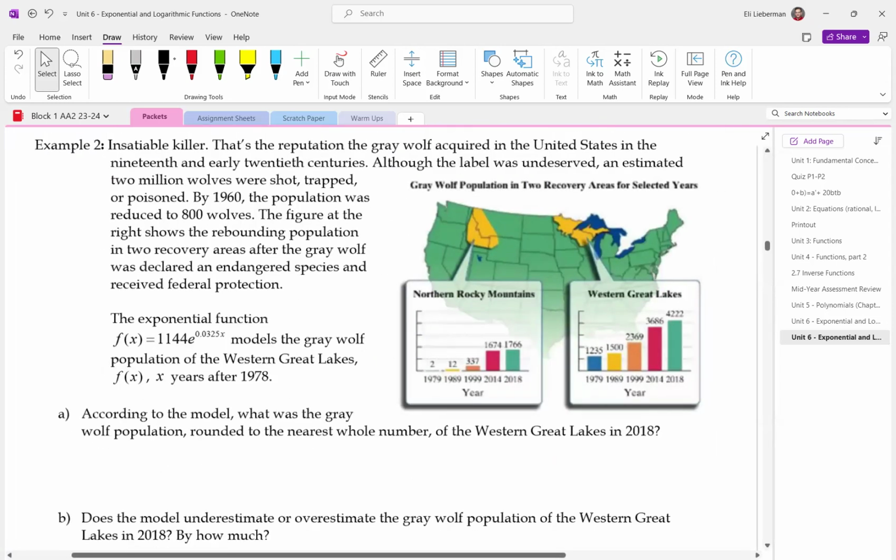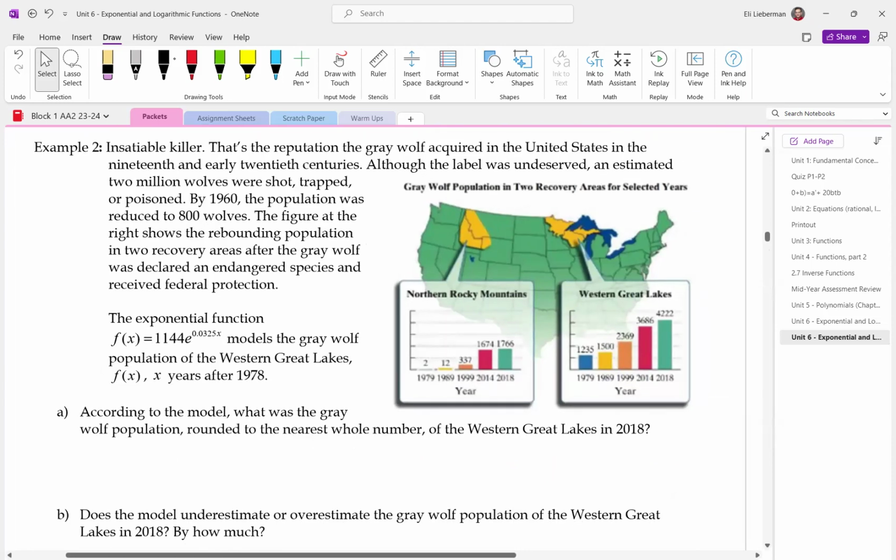The exponential function f of x equals all that models the gray wolf population in Western Great Lakes, f of x years after 1978. So A, according to the model, what was the gray wolf population, rounded to the nearest whole number, in Western Great Lakes in 2018? So this is according to the model. Go ahead and figure out how to get that. See if you use your calculator to do it.